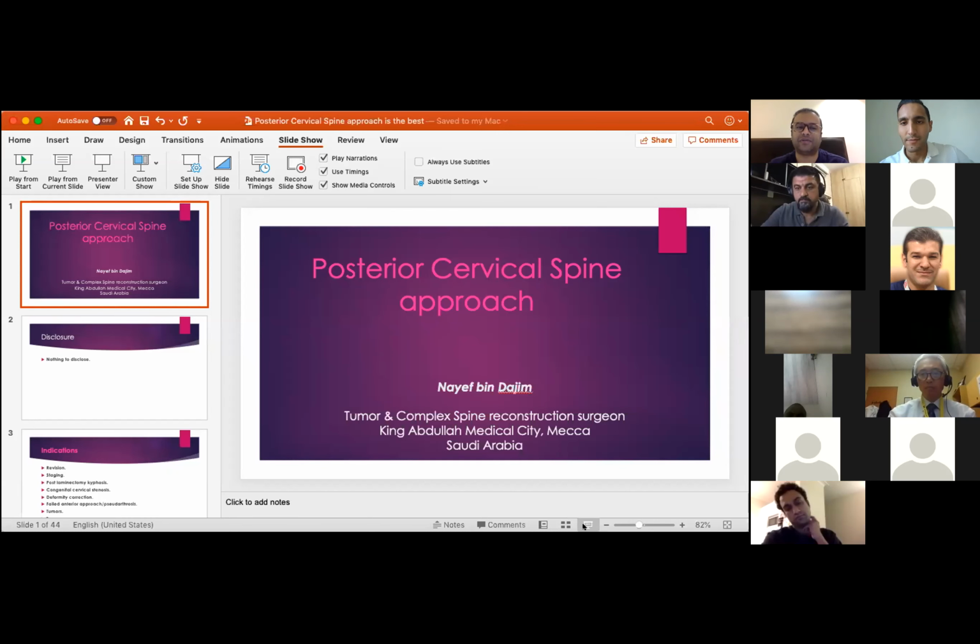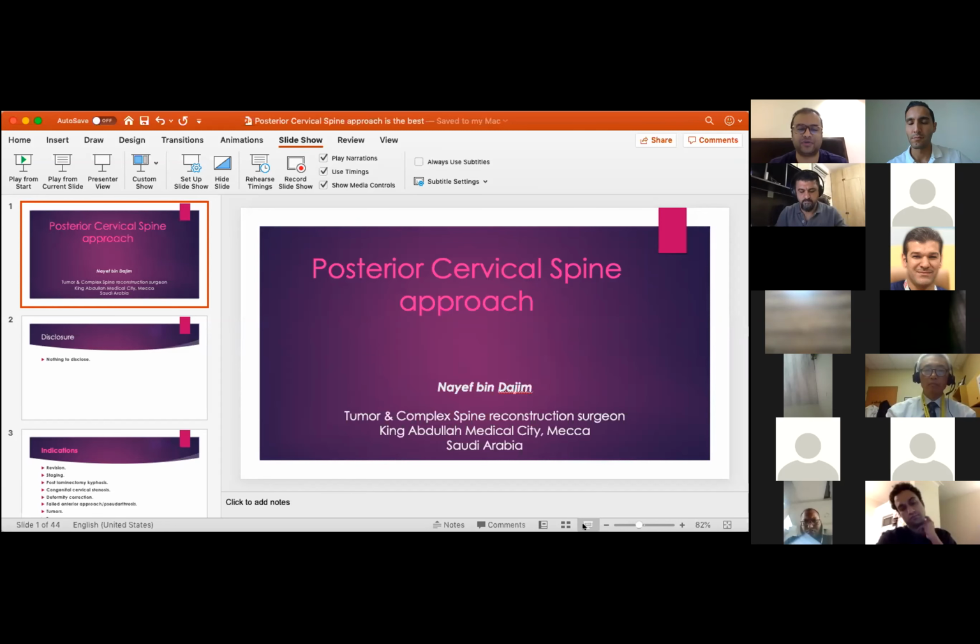Some of them were talking about revision. If you're going to revise a case of an anterior cervical fusion, then your other option is to go posterior. Also, if it's part of the staging plan of a patient to go anterior, posterior, or vice versa. Some other clear indications are post-laminectomy kyphosis, congenital cervical stenosis, as Dr. Muzahim alluded to, deformity correction, and a failed anterior approach in terms of pseudoarthrosis, as well as trauma, tumors and infection.